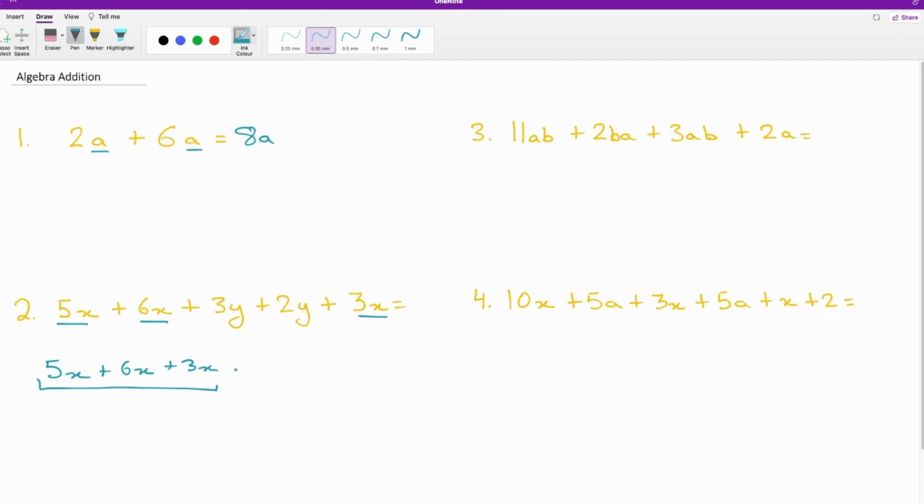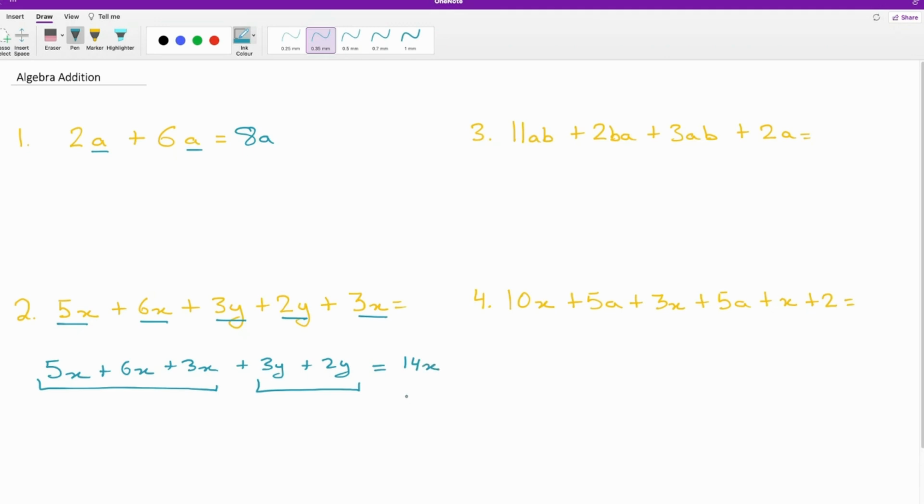The second group of like terms has y. So 3y and 2y, so plus 3y plus 2y. And that is our second group of like terms. And now we can add those respective like term groups in their own separate groups. So starting with 5x plus 6x plus 3x, 5x plus 6x gives us 11x. 11x plus 3x gives us 14x.